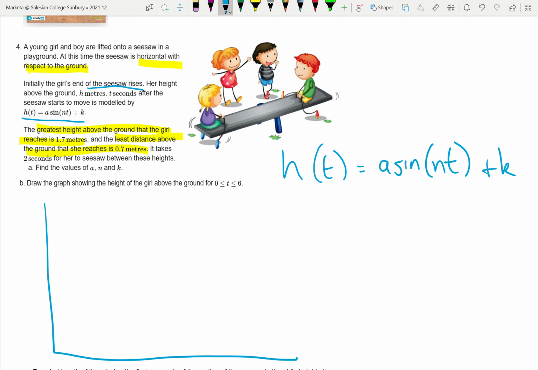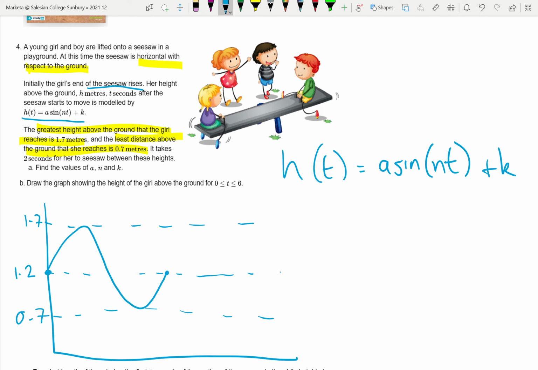So if we are 1.7 here, the highest point, and then the lowest point is 0.7. And well, it's a sine graph, and we've got to think, where would be the middle of those two values? You can find the average by adding them together and dividing by 2, and that would give us 1.2.